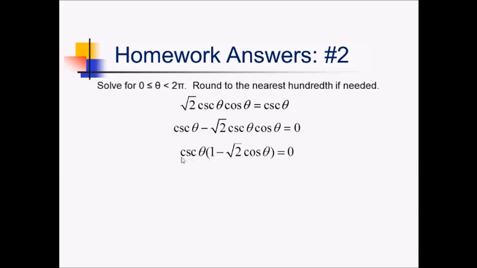So I've got cosecant equals 0. And if I subtract 1 and divide by negative radical 2, I have cosine of theta equals 1 over root 2.